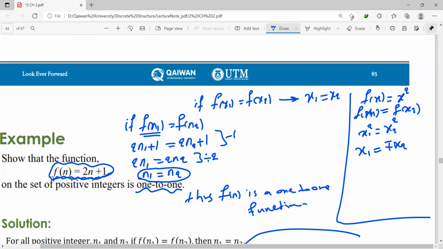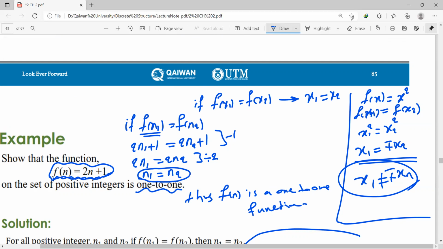Okay, so here we get x1, so x1 doesn't equal minus x2. That doesn't equal plus or minus x2. Okay, it's possible if that equals x1 and x2, but not minus x2. So here we say if f of x1 equals f of x2, we don't get x1 equals x2. That's why we say that's not a one-to-one function.